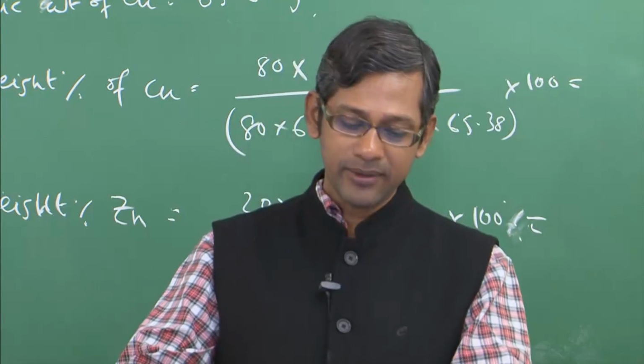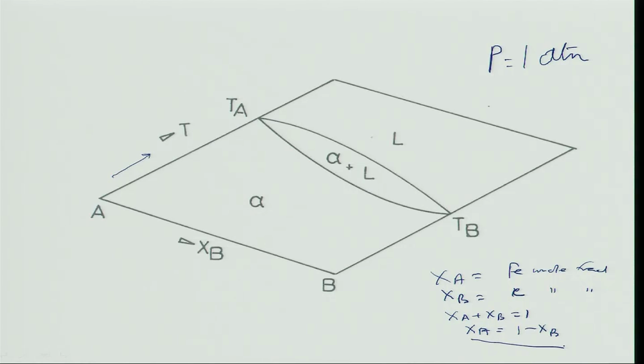Now, let us get back to this diagram, which is a section of this 3-dimensional diagram at 1 atmospheric pressure. This diagram is shown here in this slide, where you see there are 3 zones. One is known as L, which corresponds to liquid, the other one is known as alpha, which corresponds to solid phase, and there is a lenticular or lens-shaped zone known as alpha plus liquid. These are the three zones.